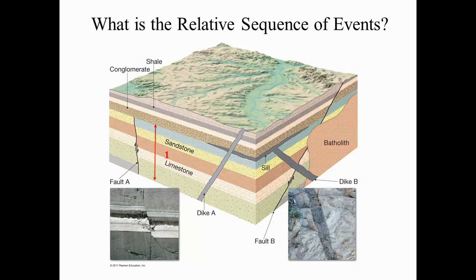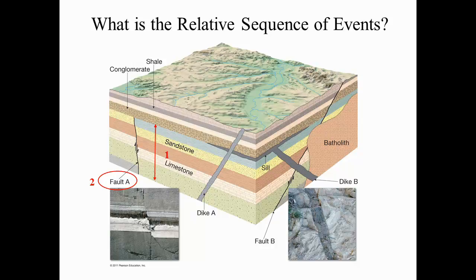We have a fault A that cuts through, but notice that it stops below the conglomerate. In other words, fault A is truncated by the conglomerate. And as a result, the conglomerate likely was not there at the time of faulting. So the next event to occur was the faulting A, because fault A cuts the limestone and the sandstone.